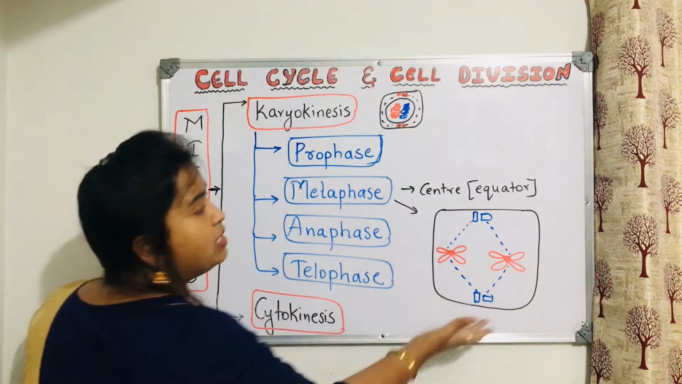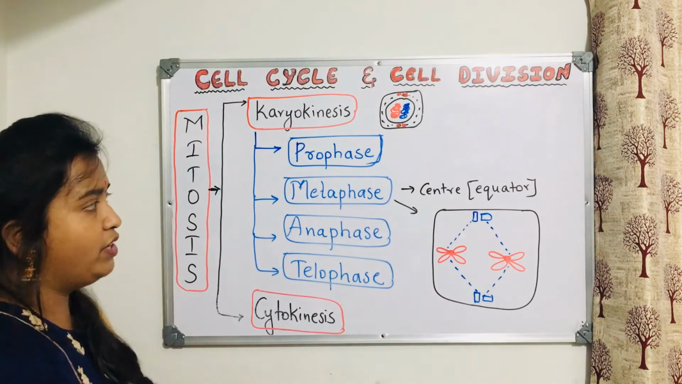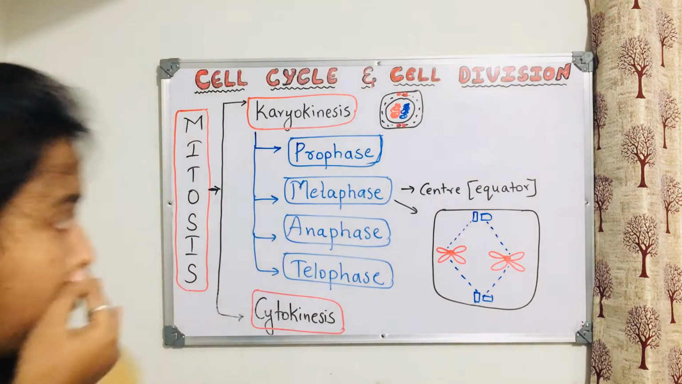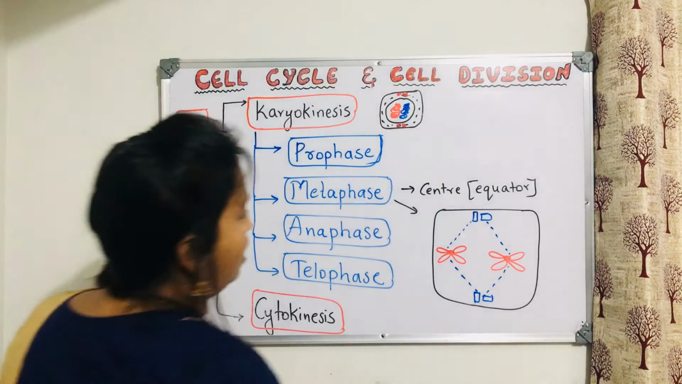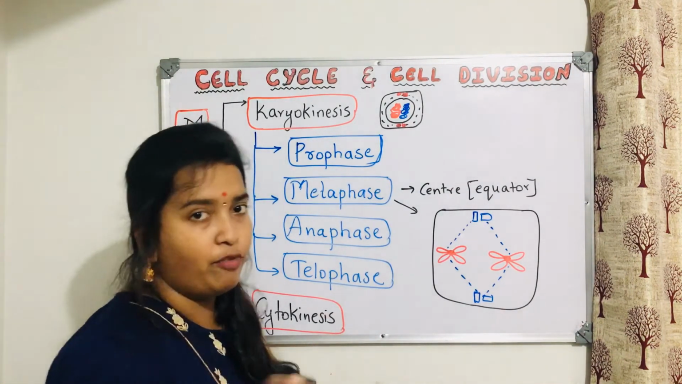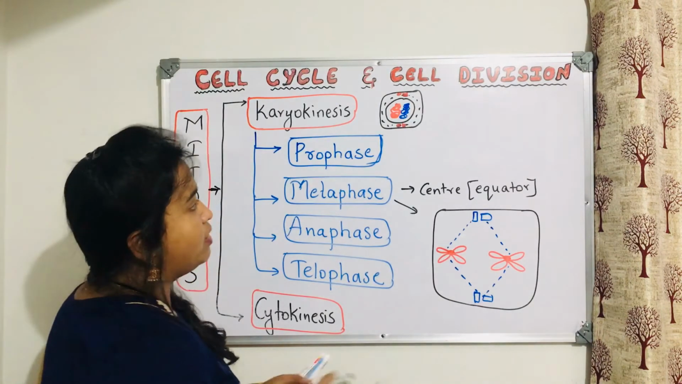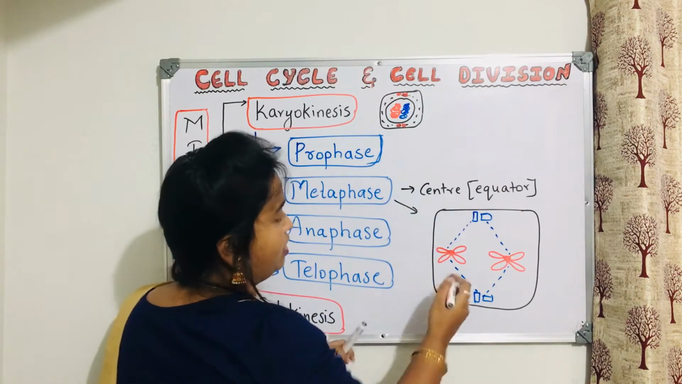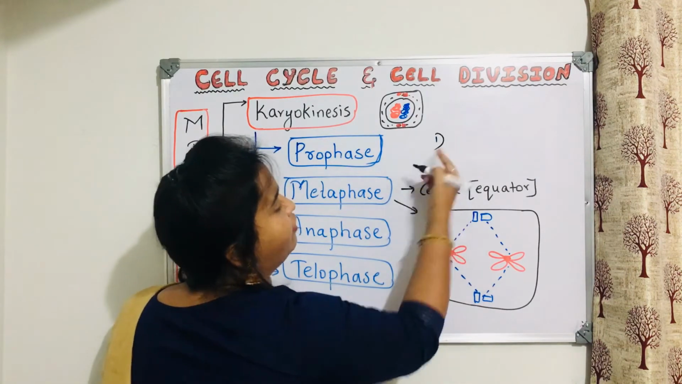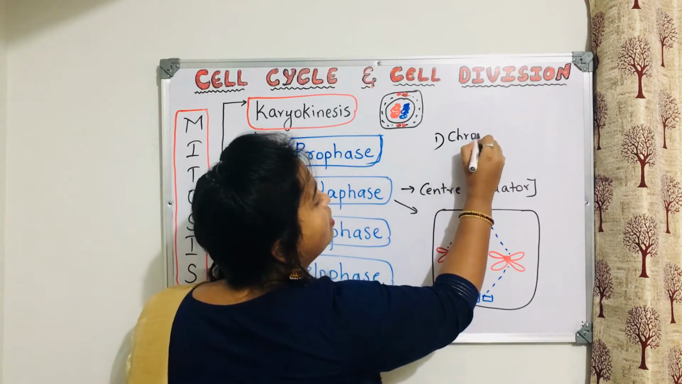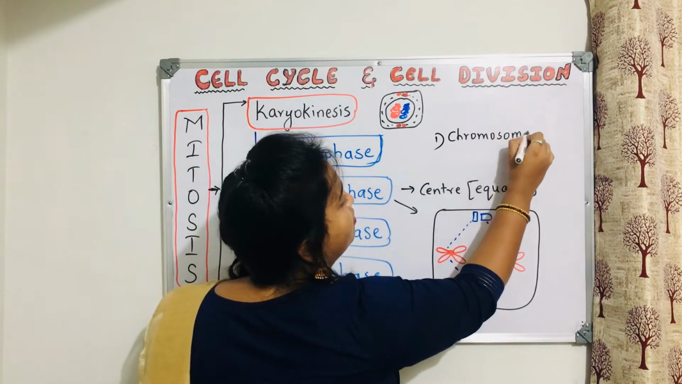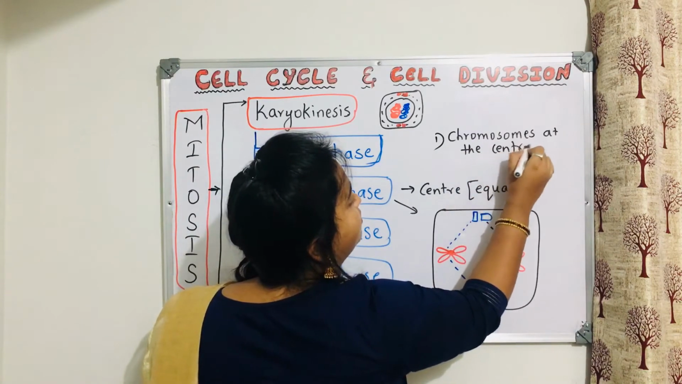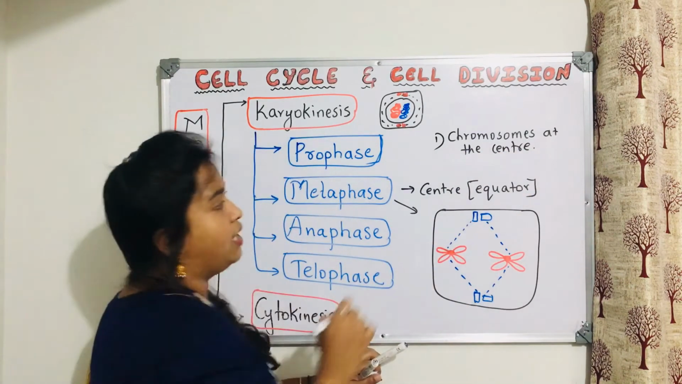So now we will study prophase. First of all, you take this much, and then we will study prophase. Or else we'll do one thing. I will write the characters of metaphase first of all. So I'll be writing it here. So this you can write, and the stages, the functions, I'll write it here. The first thing is chromosomes at the center.